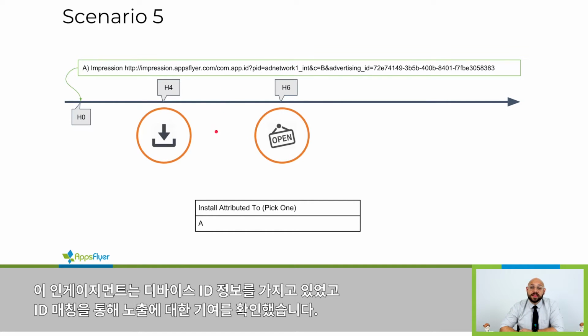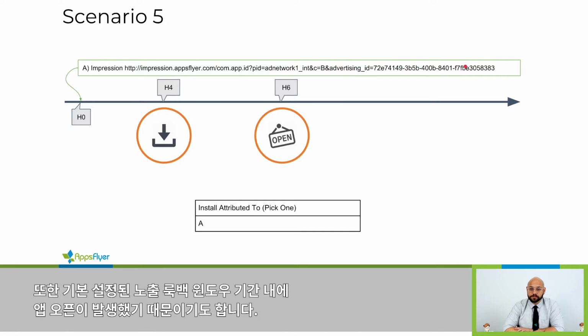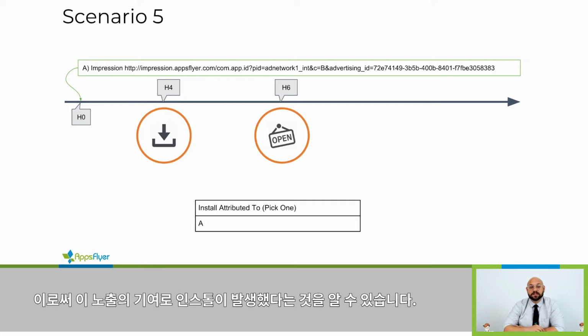You can see that this engagement actually has a device ID, meaning that ID matching can be done for the impression. It's also well within the default impression lookback window. And because of all of this, that means that that impression would get attributed to that install.